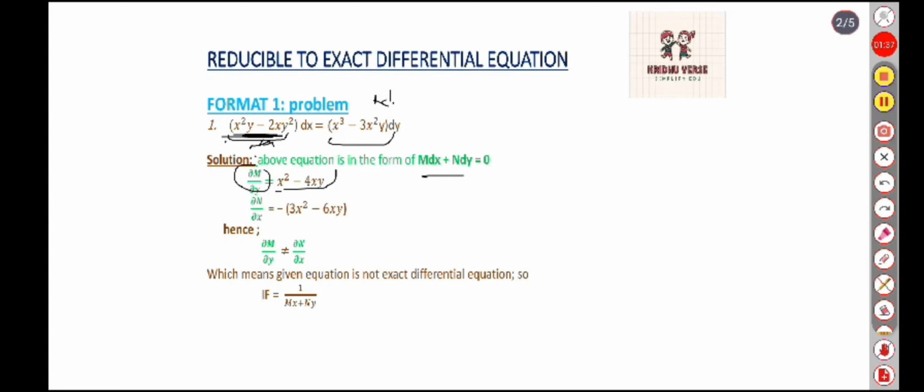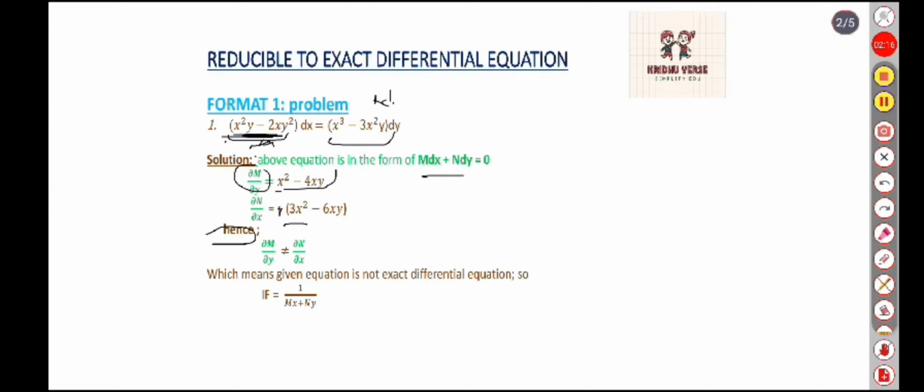Secondly, ∂N/∂x. Again here, we are differentiating N with respect to x. So x cube will become 3x². So 3x² minus 3x²y, here x square, 3 will come in front, so it will be 6xy. But here by mistake I wrote minus, it is plus. So it is 3x² minus 6xy.